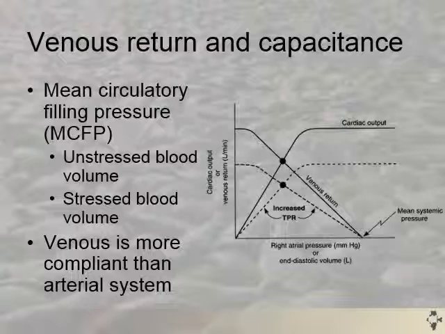Okay, so again, the venous system is much more compliant than the arterial system, and venous return and capacitance is going to be influenced by this mean circulatory filling pressure. Basically, how much blood is in the entire circulatory system and under what pressure.